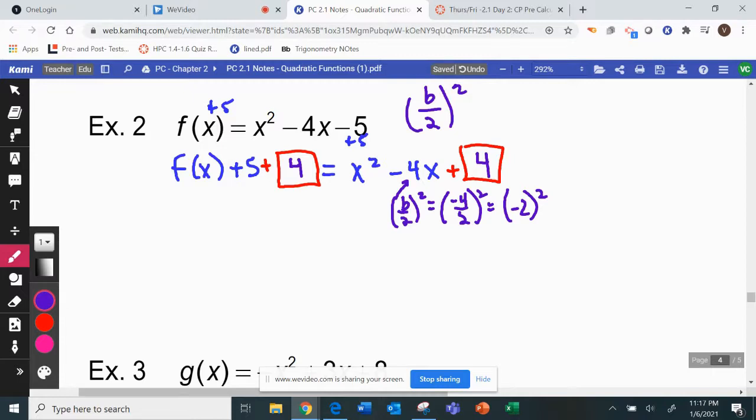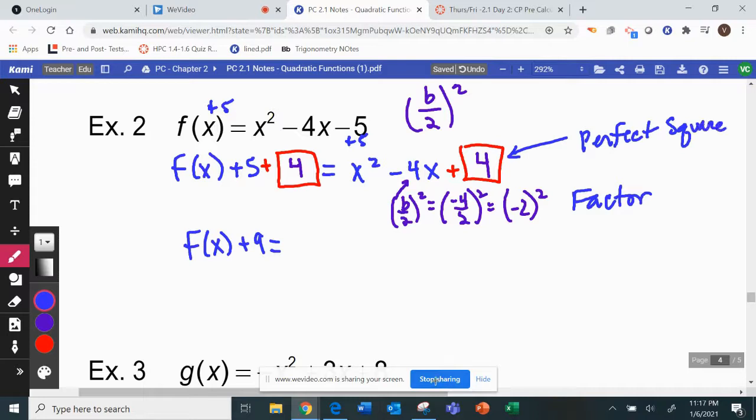The next thing that we're doing is we're going to rewrite the left side as f of x plus 9. And then on the right side, we're going to factor. But what we have done by using b over 2 squared is we've made this into a perfect square trinomial. So when we factor this perfect square trinomial, it will be something squared every single time, as long as you've done the work correctly.